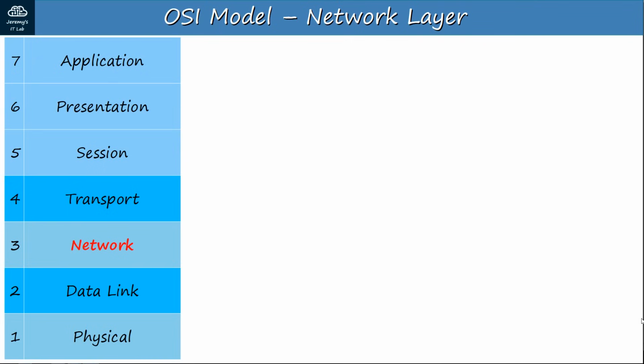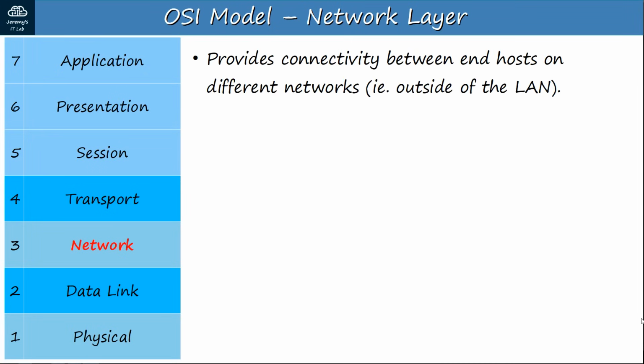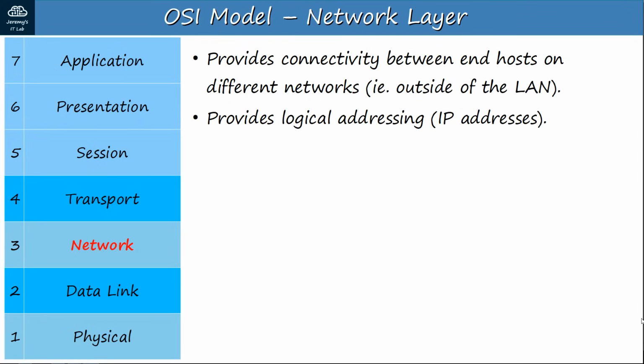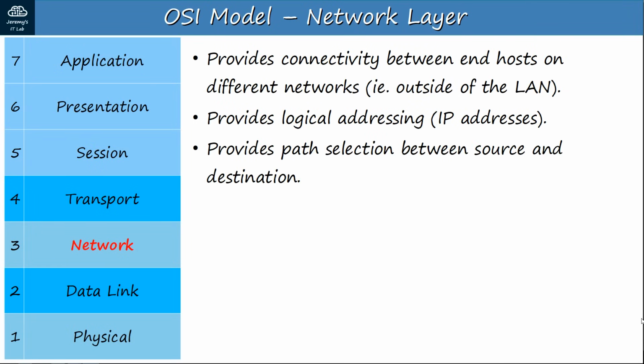Layer 3 of the OSI model is the network layer. The network layer provides connectivity between end hosts on different networks. For example, outside of the local area network, or LAN, which we mentioned briefly in the Day 1 video. Layer 3 provides logical addressing in the form of IP addresses, something you've probably heard of before. Layer 3 also provides path selection between source and destination.